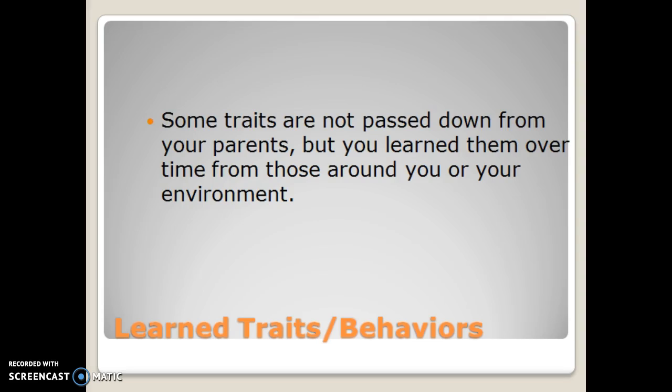The second type is called a learned trait or behavior trait, or sometimes known as acquired traits. These all mean the same thing. These are traits that are not passed down from your parents, but they are things that you learn. That's why they're called learned traits. You learn them over time from people who are around you or from your environment.